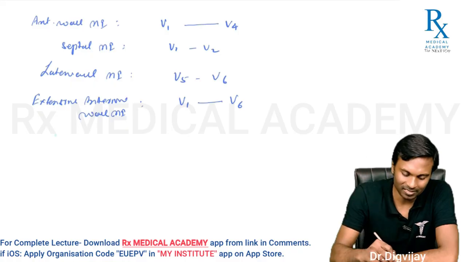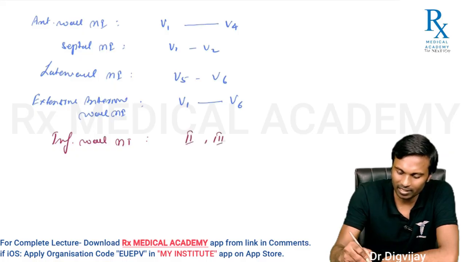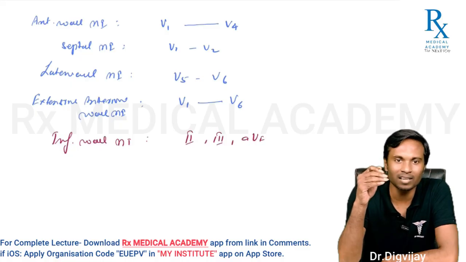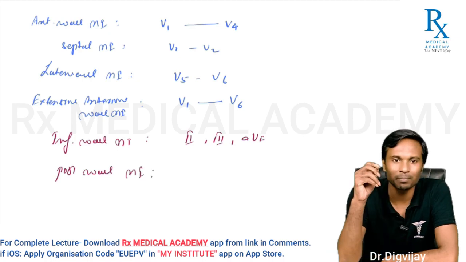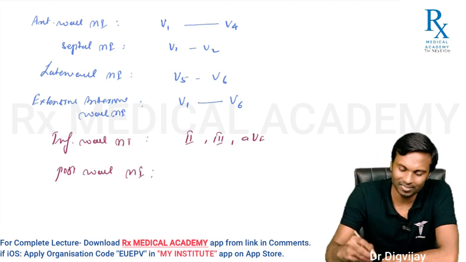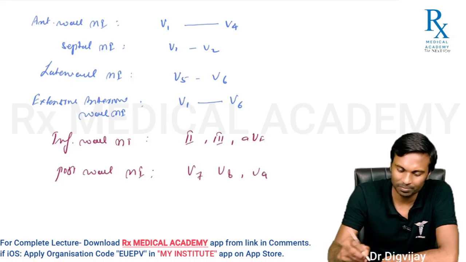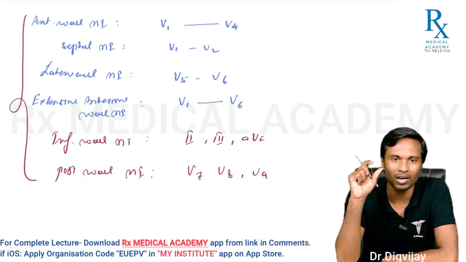We have already discussed that inferior wall MI can be best appreciated in lead 2, lead 3 and AVF because these leads look at your heart surface from below. Okay, now what about posterior wall MI? Posterior wall MI can be better appreciated in posterior chest leads, that is ST segment changes in V7, V8 and V9. This particular chart is very important for localization of myocardial infarction.